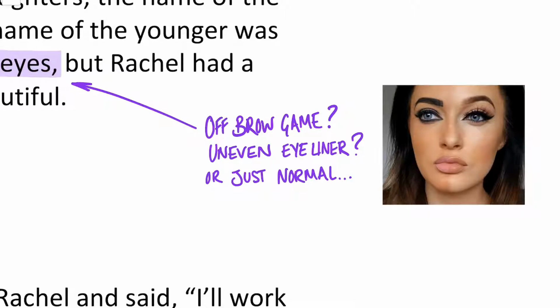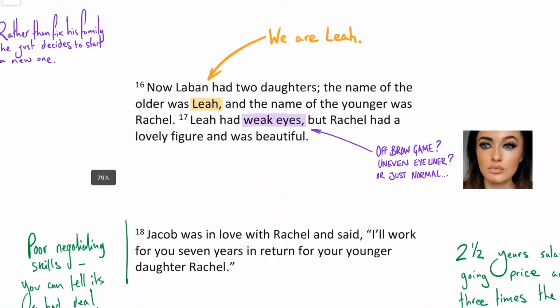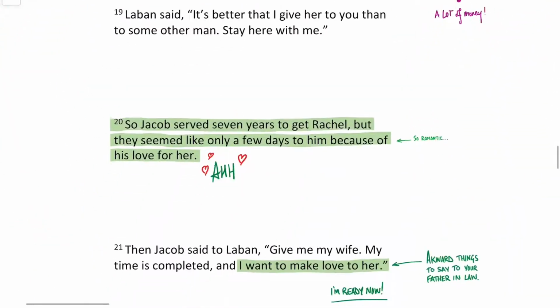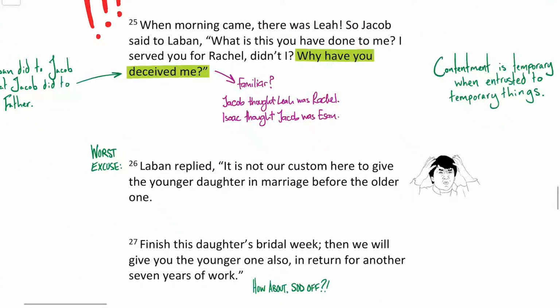Like, eyebrow game off, uneven eyeliner. But I think actually this isn't an aesthetic thing. This is a comparison issue. She wasn't unattractive. She just was normal, but maybe her sister was quite attractive. And then just in comparison to that, she's described as weak-eyed. And comparison is massive. I think it's a massive part of culture and about how we operate as humans.